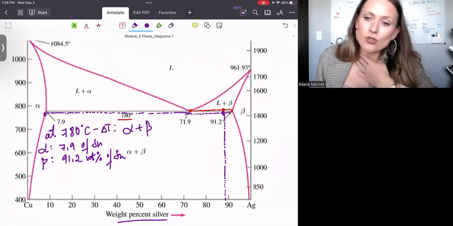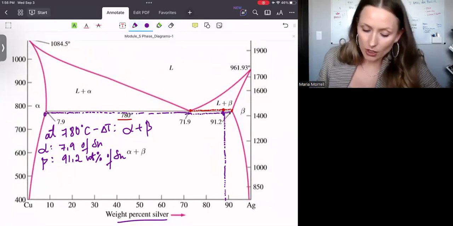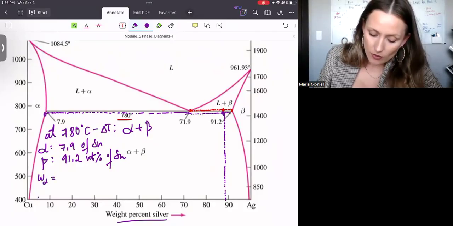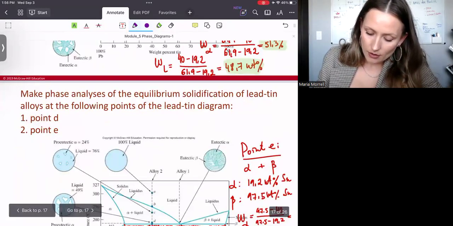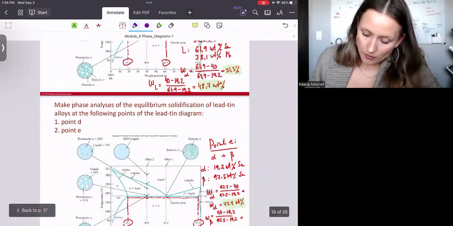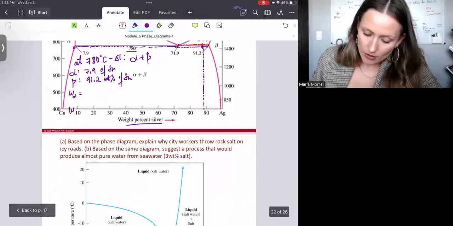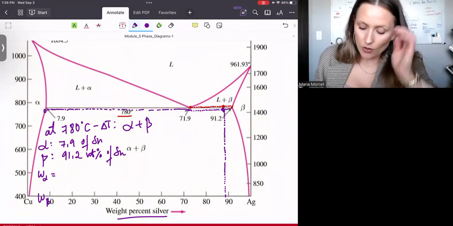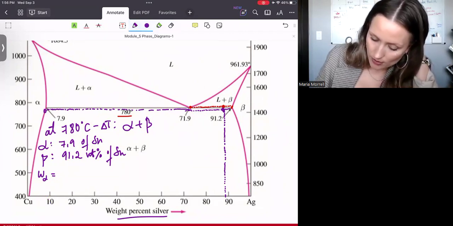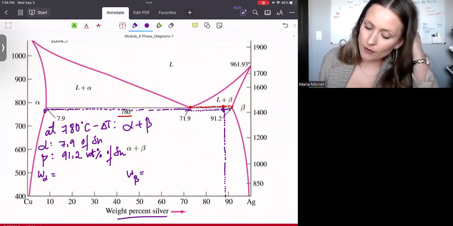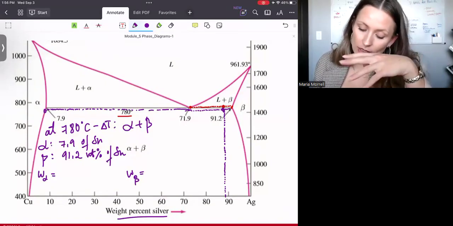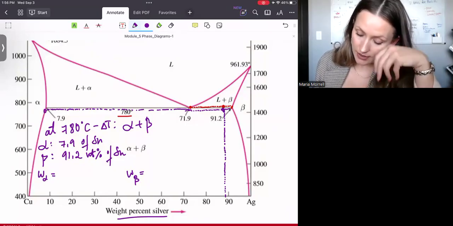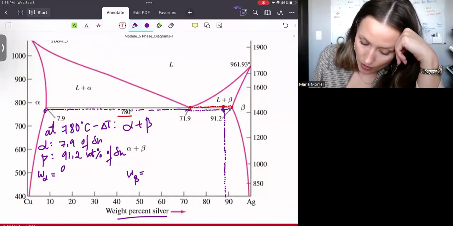The last thing that we would like to do is estimate the amount of each of the phases. So we're gonna go, oops, I accidentally pressed a button, so I'm gonna bring it right here. So this was my beta. Or perhaps I shouldn't be in that spot. I'll put it right here. For the alpha, we're going to use the lever rule, right? The alpha is on the left-hand side of the screen, so I have to look at my right-hand side. So it's going to be 91.2 minus 88 divided by 91.2 minus 7.9.